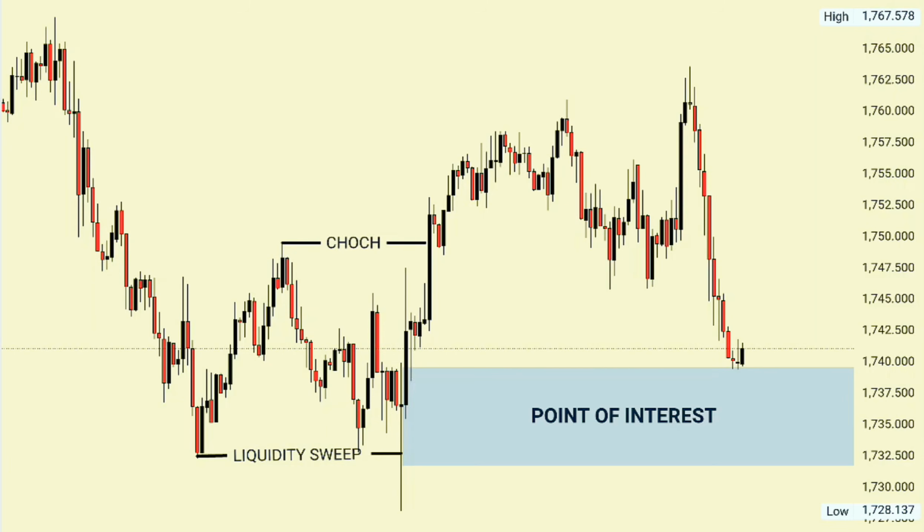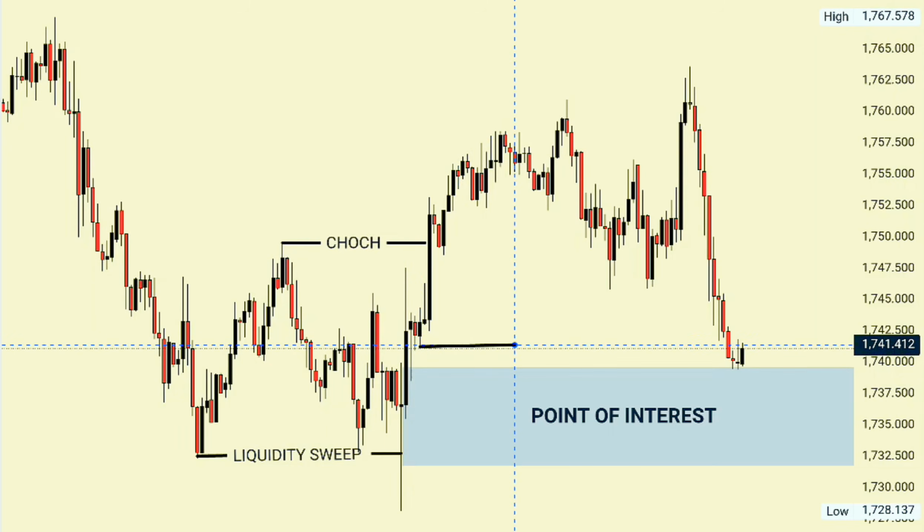It is important to understand that a point of interest is not an automatic entry level. Instead, it provides a framework for patience and precision, allowing traders to wait for confirmation before planning a trade. When a point of interest aligns with market structure and liquidity conditions, it becomes a high-quality area for potential execution, which is exactly how it functions in this chart.